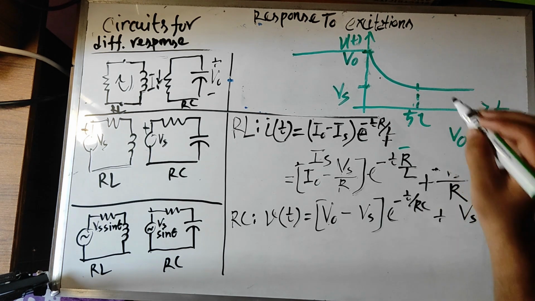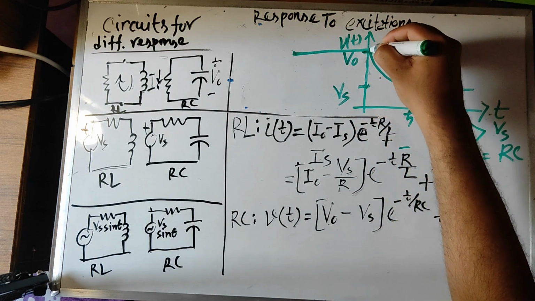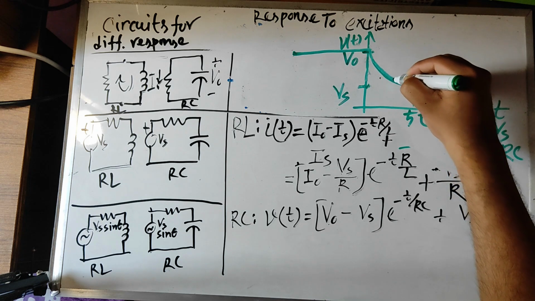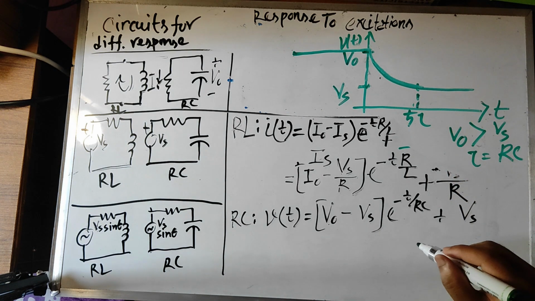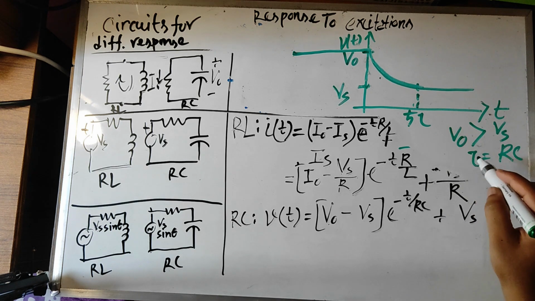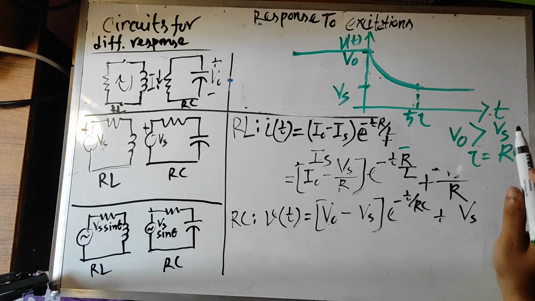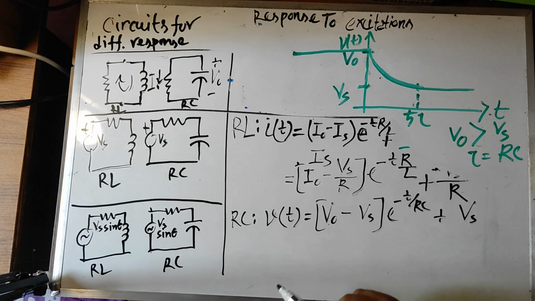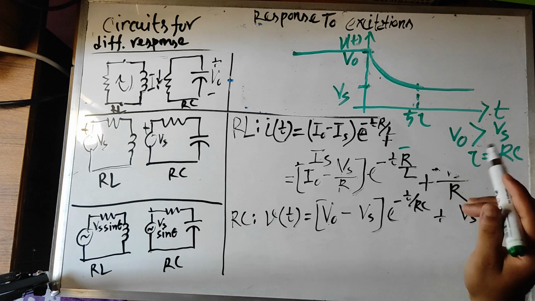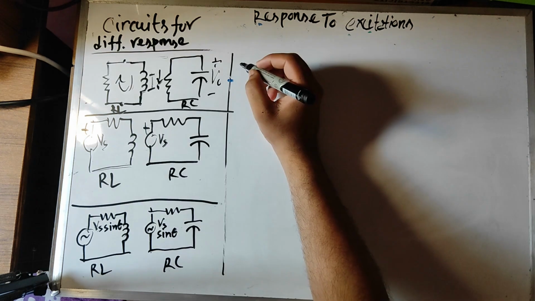So the response will look like this. Say this is the time constant. So this is the response of the RC circuit to a step input, in the case when the initial voltage is greater than the impressed voltage or the input voltage. So this is the response. Now let us visualize the RL and RC response to sinusoidal excitation or sinusoidal input.